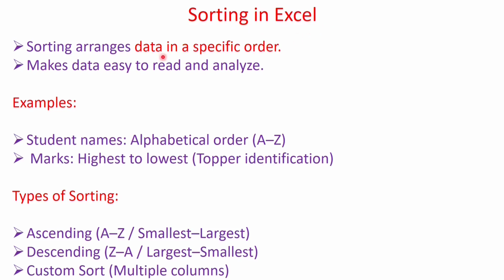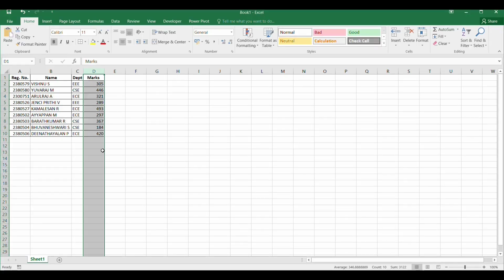Sorting means arranging data in a specific order so that it becomes easier to read, analyze and understand. For example, in a student mark sheet, we may want to arrange student name in alphabetical order or arrange marks from highest to lowest to find toppers. So let me show how sort works.